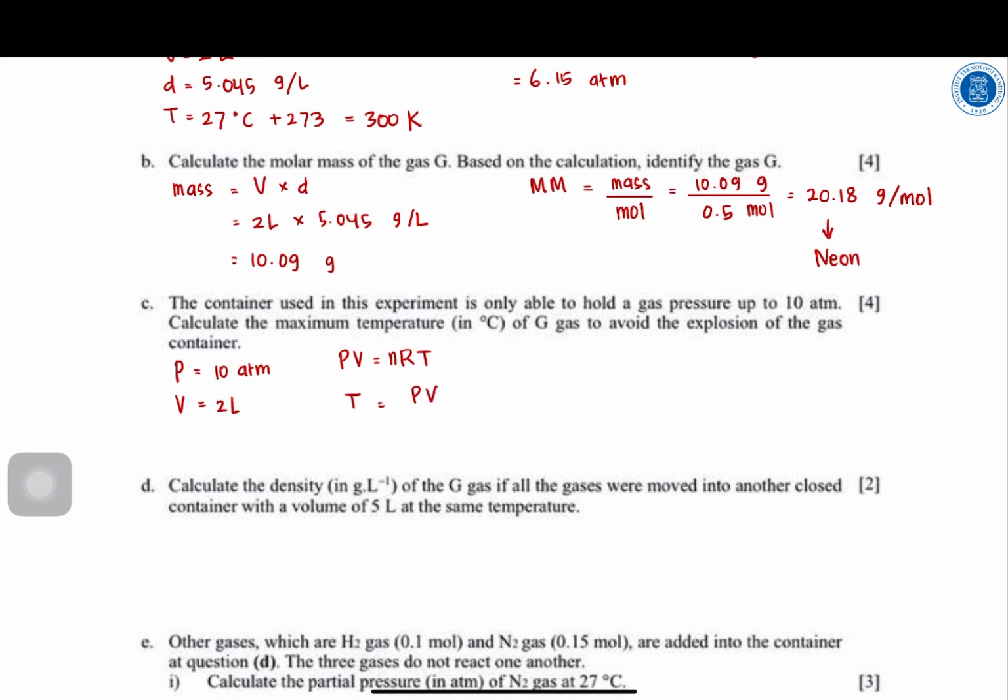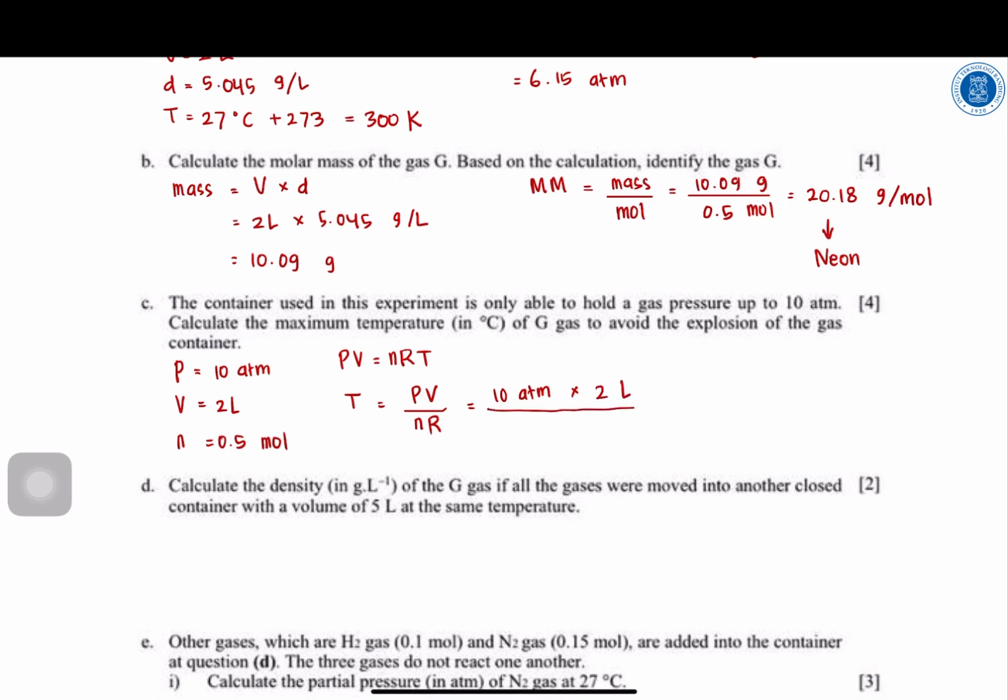So this is the ideal gas law. So then we have this formula PV and R, and the amount of the gas is half mole. So we can calculate this. The P is 10 atmosphere. That's the maximum that the container can hold. So we have 10 atmosphere.